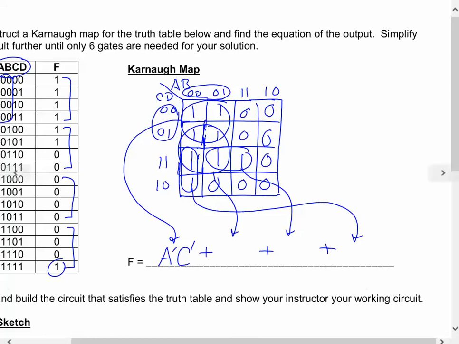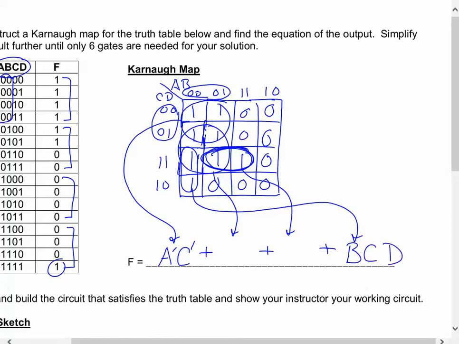Alright, so that's the process of doing a 4x4 Karnaugh map. Let me do one more for you. Looking at this one right here, you'll see that A right here changes, so I exclude it from this, but B stays on. And then also you'll see that as I go between those 2 cells, C and D stay in the on state, like so.